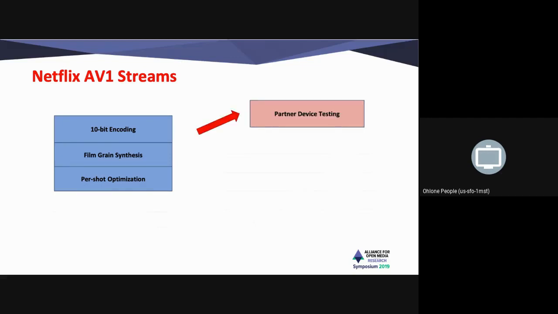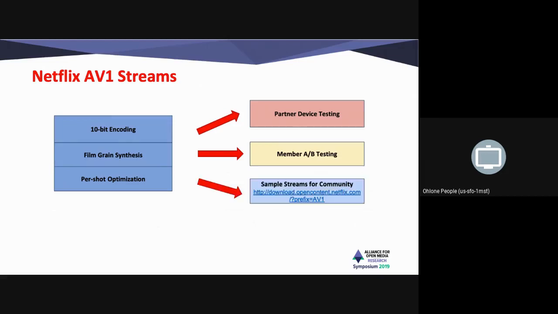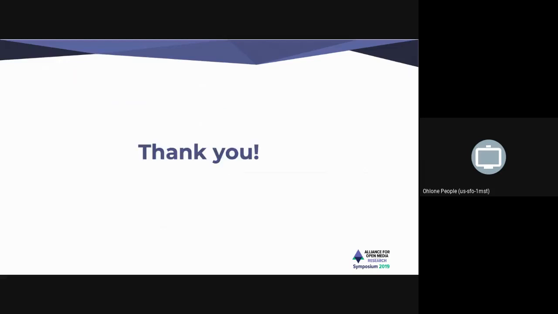At this moment, we already encode the AV1 stream for hundreds of titles. They are being used for partner device testing, and they are being used for member A/B testing. So it's possible when you watch Netflix, you may already get some AV1 stream. And we also upload some sample streams to this website. So the community, if you are interested, you can download some streams and check the stream's characteristics. So yeah, that's all. That's how we encode AV1 streams at Netflix.